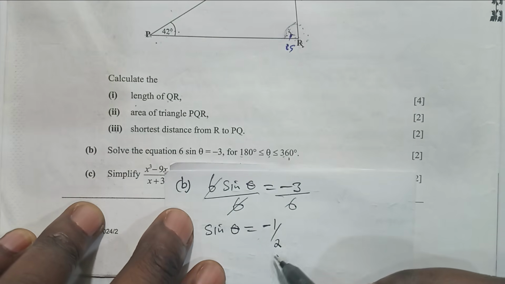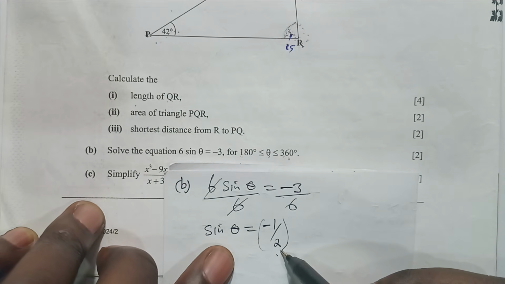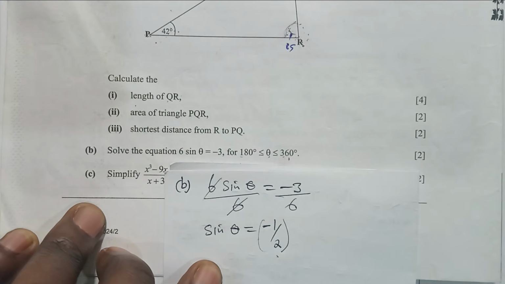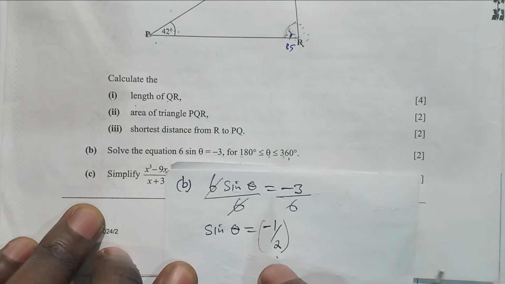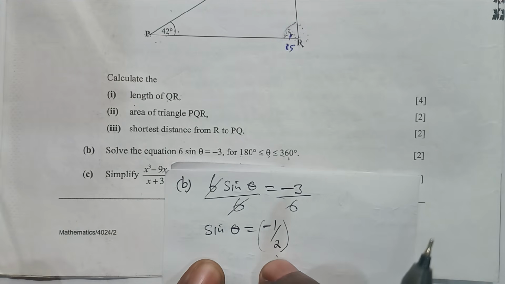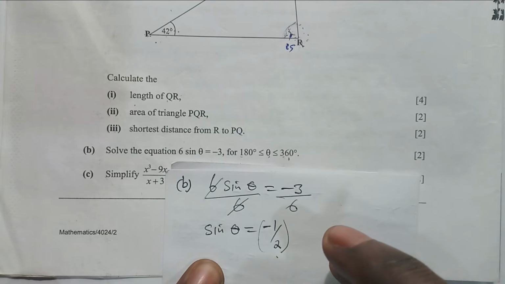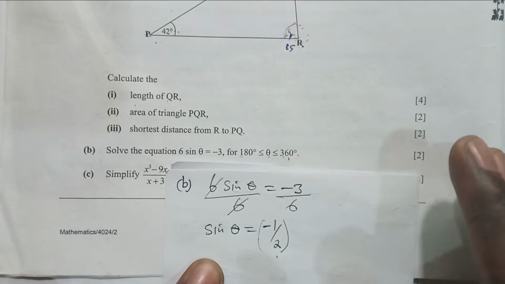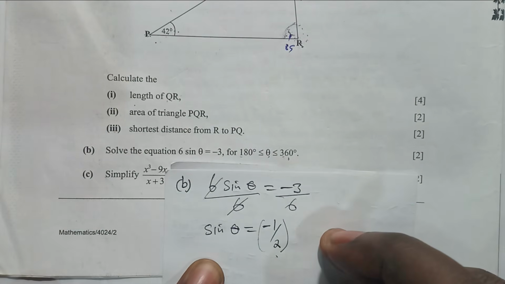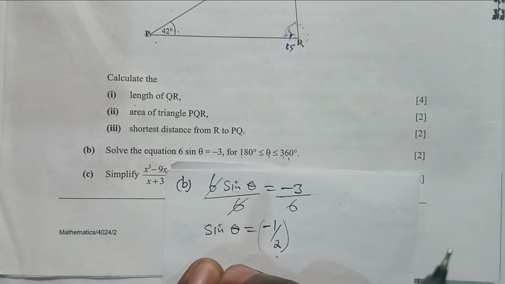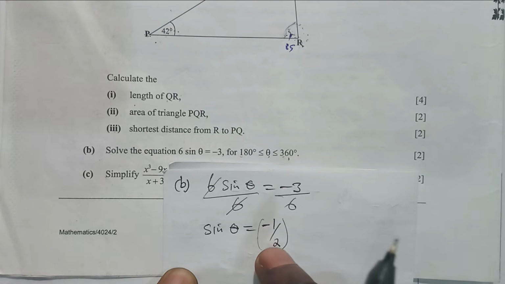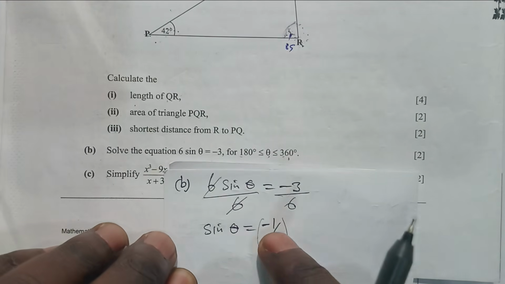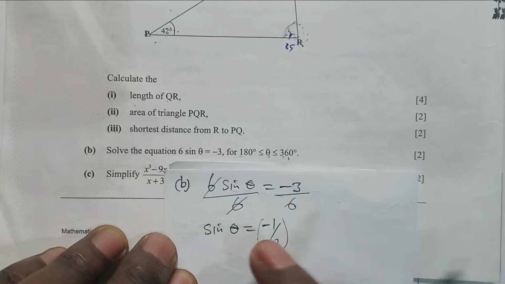In our case, it has already been indicated that the value of sine theta is negative, and we need to consider where sine is negative. In the four quadrants, in the first quadrant, all are positive. In the second quadrant, only sine is positive. Then in the third and fourth quadrants, that is where sine is negative.